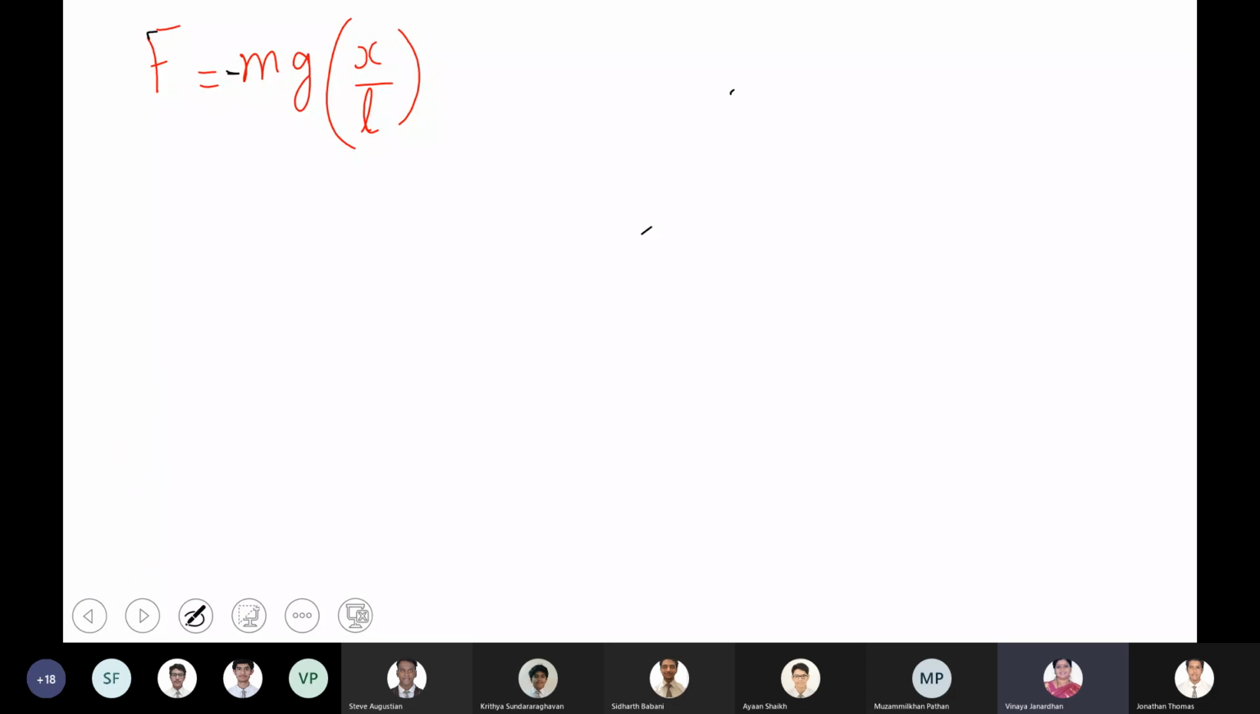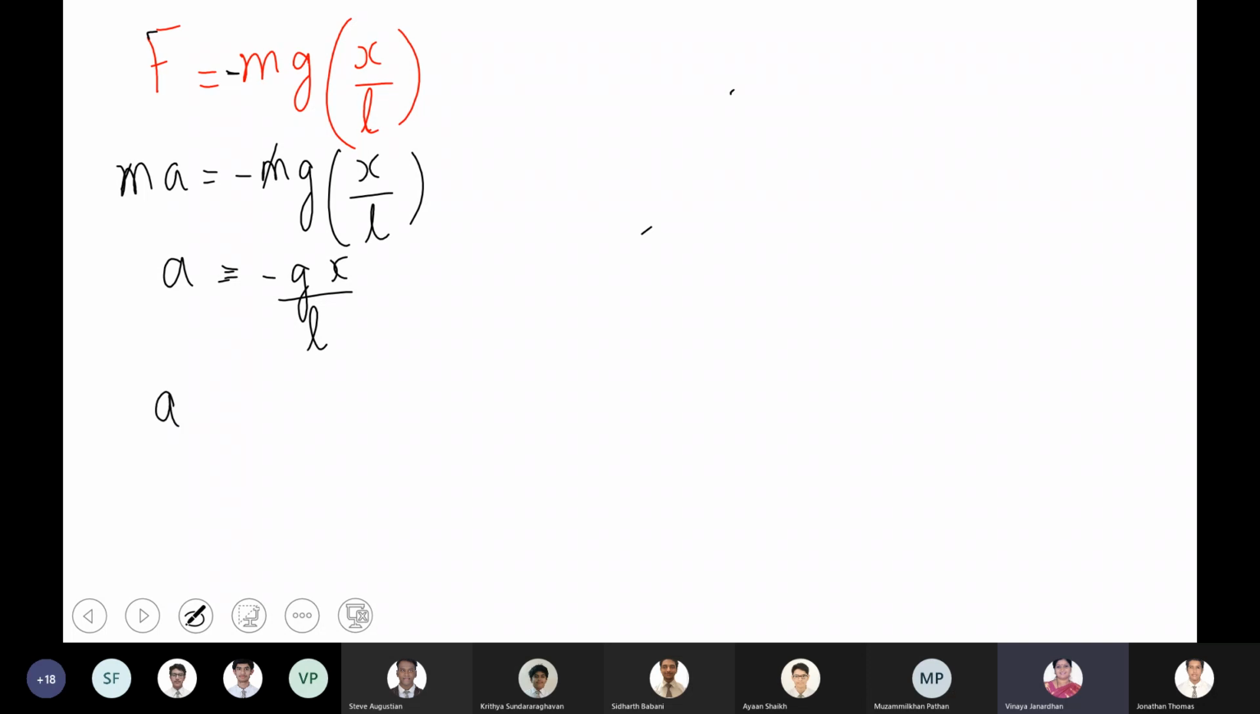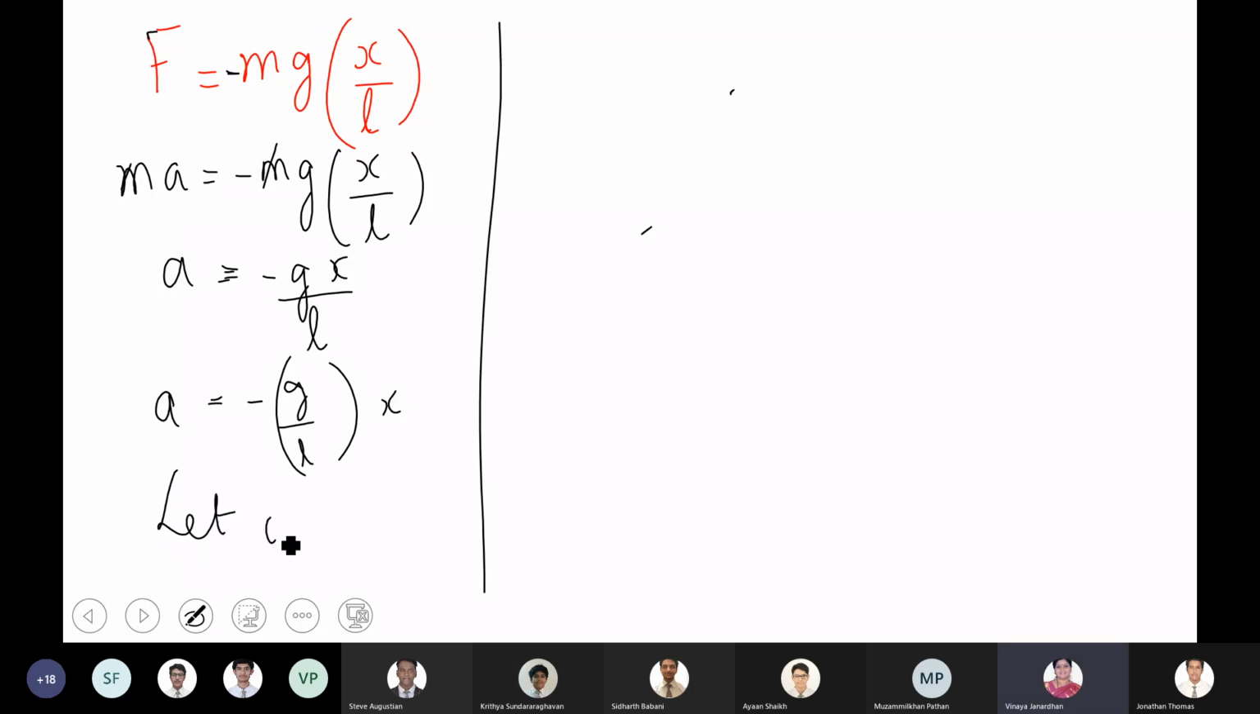So then, according to Newton's second law of motion, F is m into a, which is minus mg x upon L. So m and m will get cancelled. a becomes minus g x by L. x is a variable because the displacement keeps changing. The acceleration due to gravity and the length of the pendulum remain constant. So I can put this minus g by L into x. Let me put omega square is equal to g upon L.